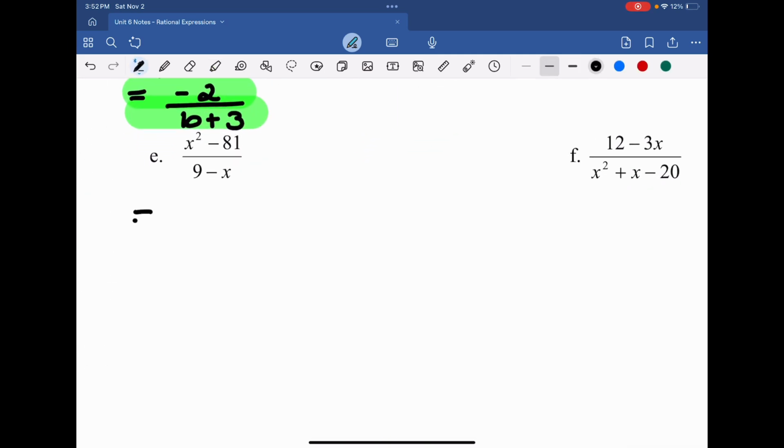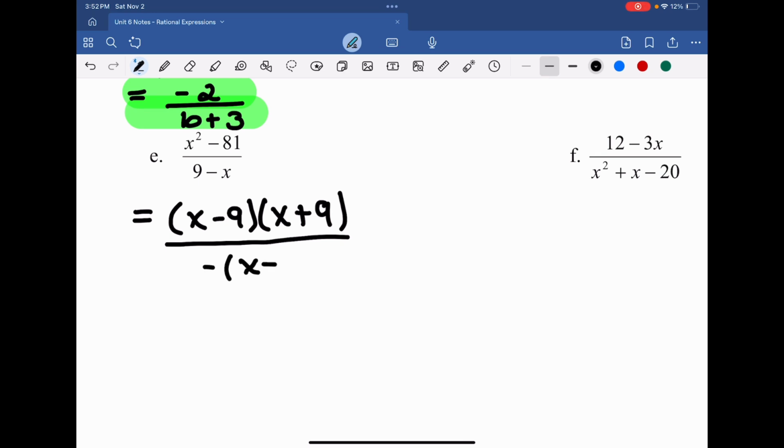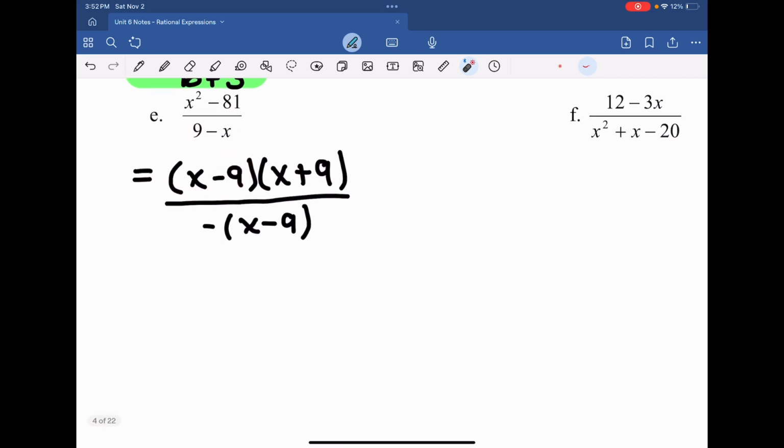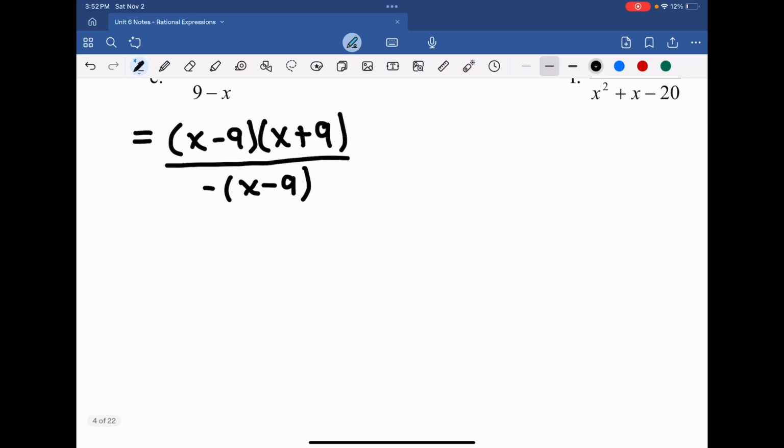In part E, we're going to factor it just like we've done. We recognize a difference of squares, so x minus 9, x plus 9, because a squared minus b squared results in a minus b, a plus b in brackets. In the denominator, I'm just going to flip this around. I'm going to make it negative x minus 9. Because if I want to make these two look the same as each other, we can just remove out a negative. And you could do the same thing in the numerator if you wanted to.